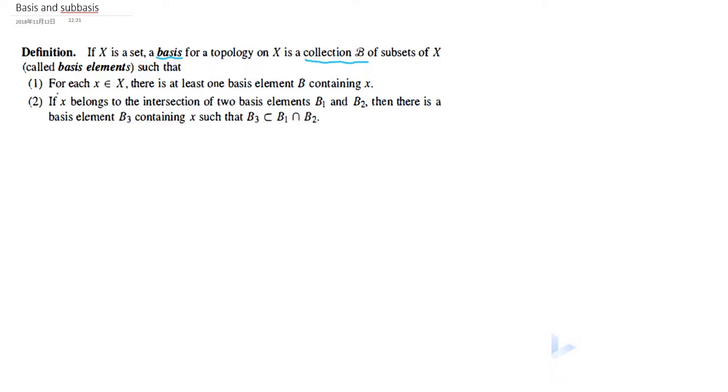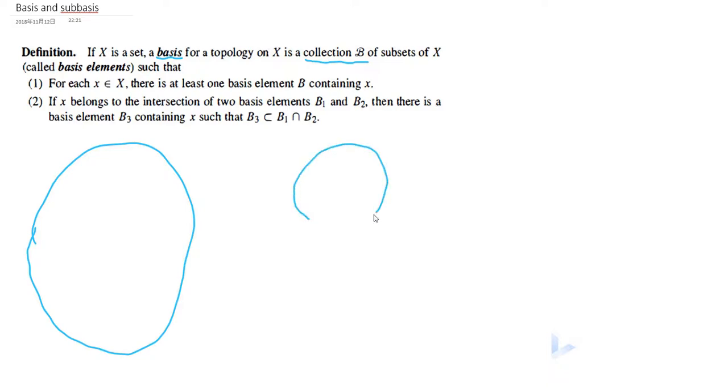The first property is that for each element x in the set X, there is at least one basis element B containing x. So it means that if we have the set X looks like this, and we have the collection B like this. So this is the set X, this is the collection B.